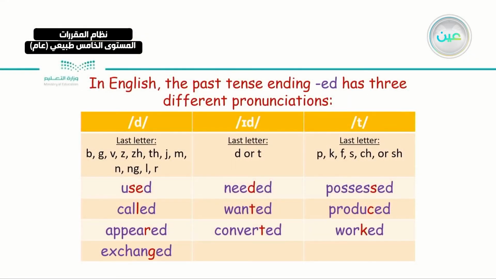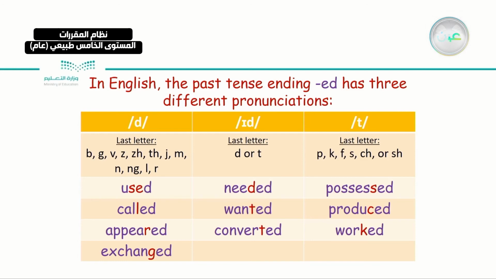Yes. Now in English, the past tense ending ed has 3 different pronunciations. The first one is a direct D. So when you say used, called, appeared, exchanged, you can see that it's a D, direct D. And this one, you pay attention that you put it when the last letter is either a B, a G, a V, has the Z sound like used, or the Z, TH, the J, the M, the N, the L, and the R.